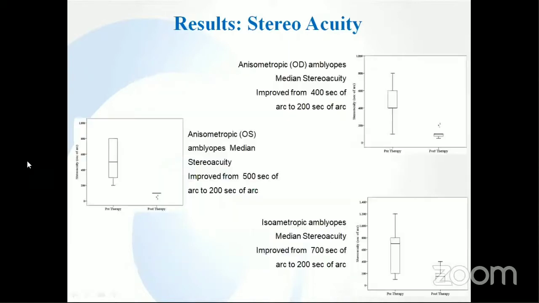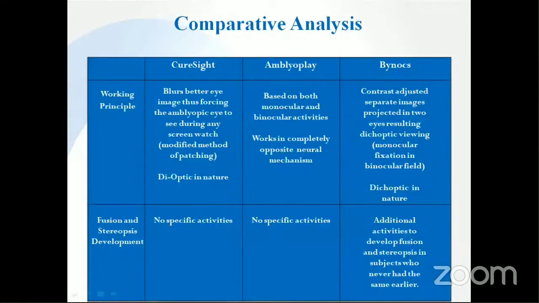And those patients who already had stereopsis improved again significantly, from 400 seconds to 200 seconds of arc, 500 to 200, and 700 to 200. So isometropic amblyopes improved the maximum amount of stereopsis at the end of these sessions.